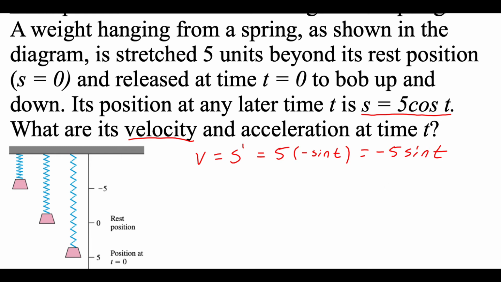Now if we want to find the acceleration, it is the derivative of the velocity function, or the second derivative of that position function. So we're going to differentiate this negative 5 sine of t that we just got. The negative 5 multiplier stays in the front. Then the derivative of sine of t is cosine of t. So my acceleration function is negative 5 cosine of t.